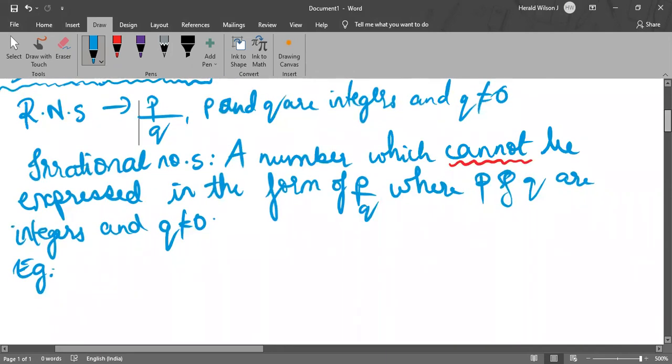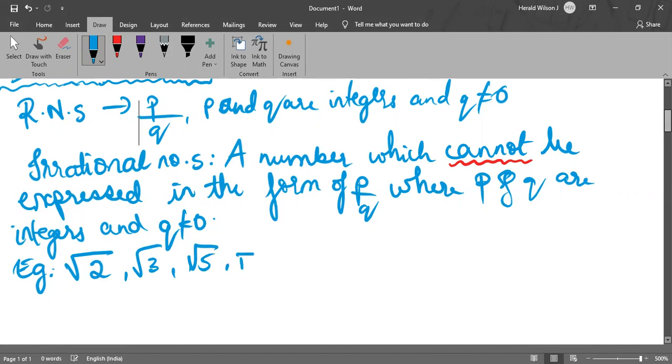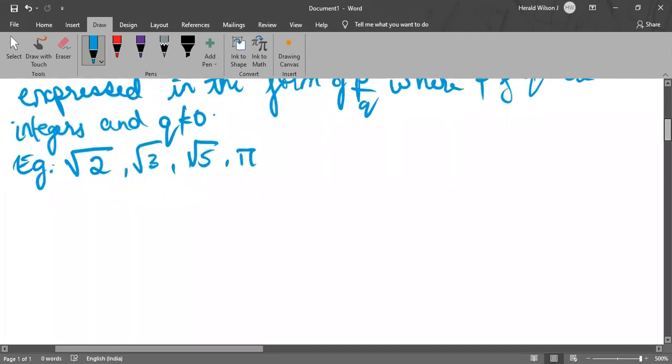Let's have some examples to see this. If I take root 2, root 3, root 5, pi is also an irrational number, okay? How can I say that it is an irrational number? How are you saying this, Esther? If that is your question, let me explain that, but hold on, let's complete this first. I will explain that next. So these are some examples of irrational numbers.